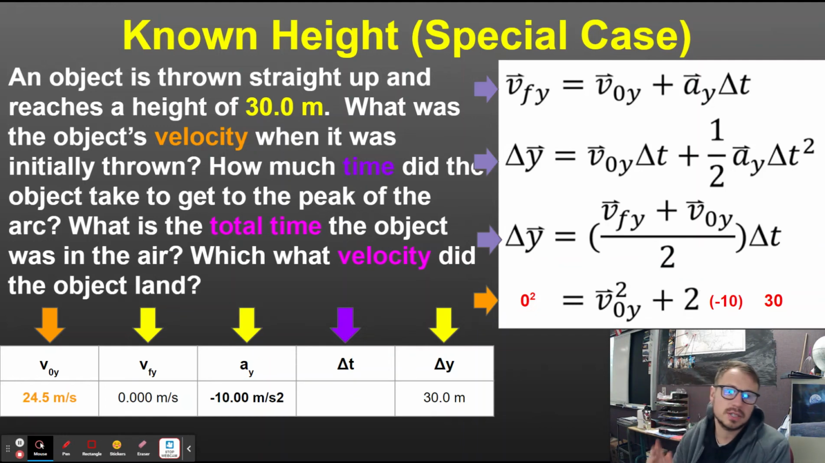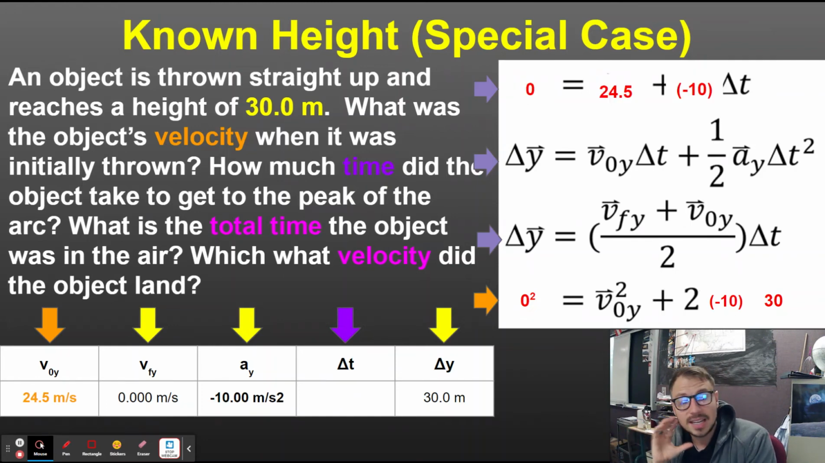Now, here's why it's a special case. Initial velocity is in all of these equations. If you messed up the initial velocity, you are not going to get the time correct. It does not matter what equation you use at this point. Either way you're going to get the same answer, right? So you plug everything in. I just use the top one because it's easier. It's going to take 2.45 seconds to go to the peak.